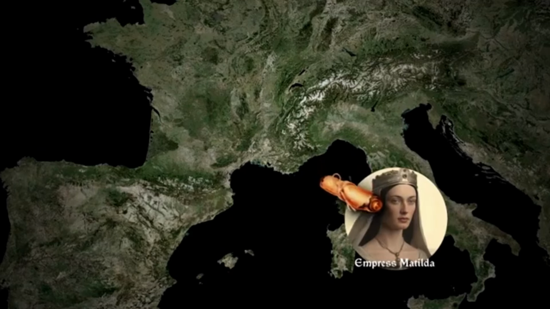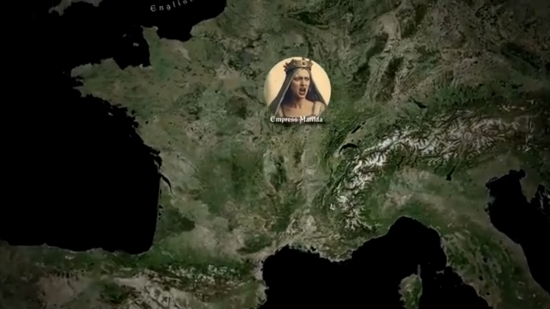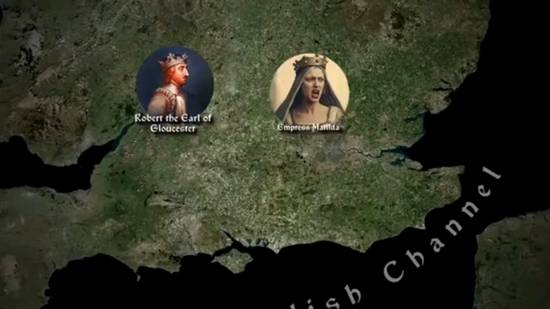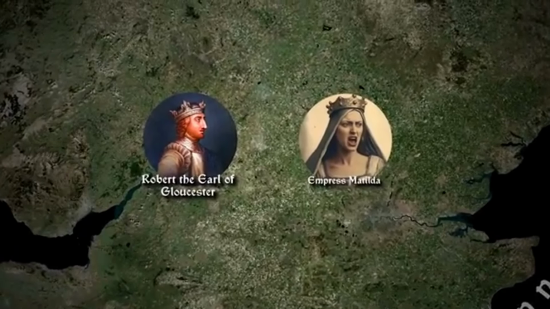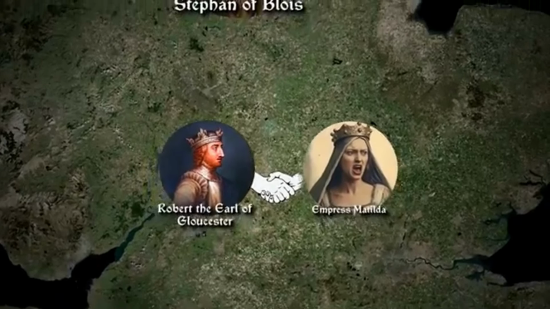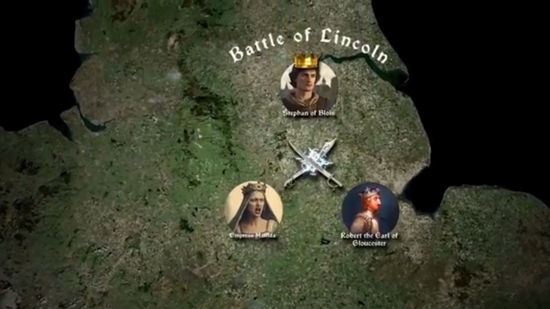When news reached Matilda of Stephen's usurpation, she was furious. In 1139, she crossed the Channel and traveled to the court of her half-brother, Robert the Earl of Gloucester, seeking his support against the usurper king. Robert obliged. Trouble began in 1141 when the king's forces met Robert's army at the Battle of Lincoln.